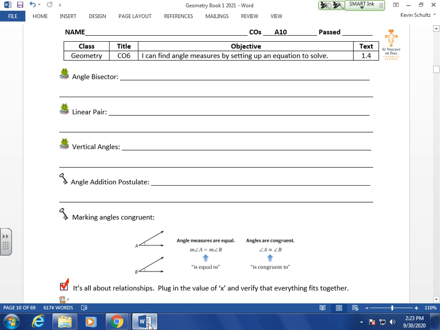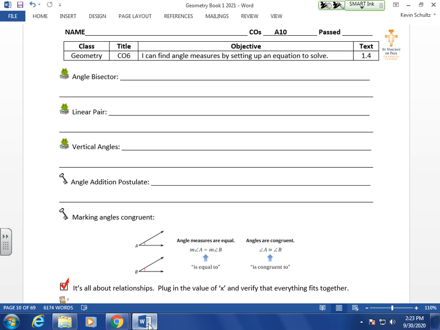Hello and good day. Today in Geometry Gold, we're covering CO6, finding angle measures, setting up an equation to solve. Basically looking at the relationships that the different parts of an angle have, similar to what we did with segments. And we're going to start by defining a few terms, the first being angle bisector.